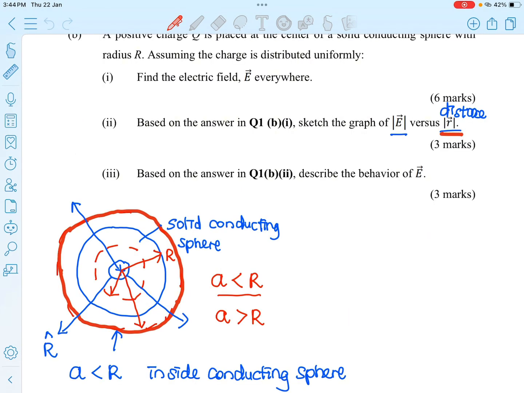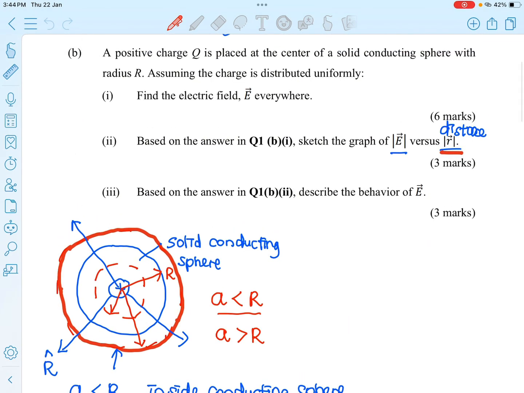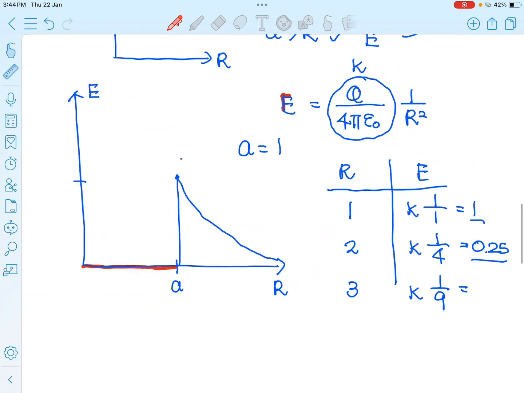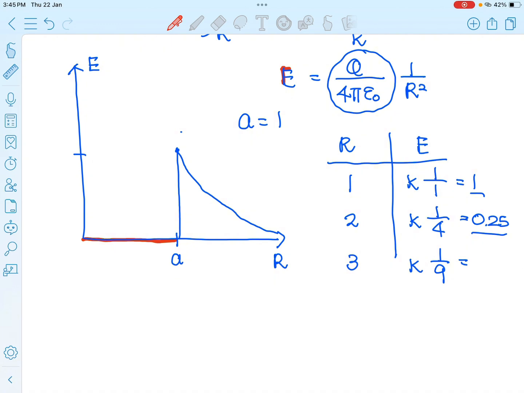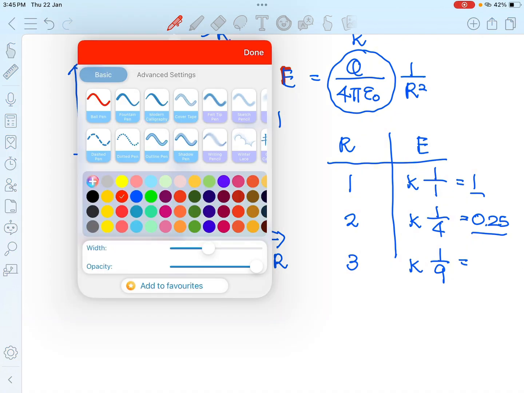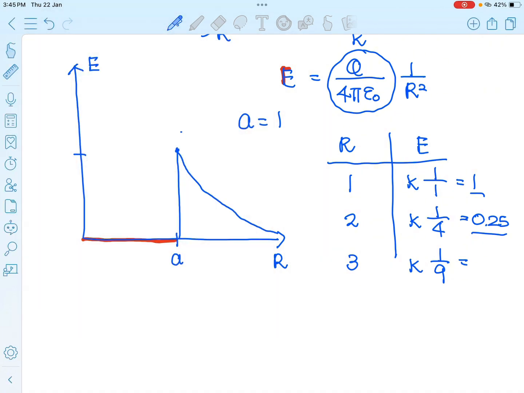Alright, let's look at question number 3. Based on the answer in the second question, describe means that you have to explain the behavior of the electric field in sentences. This is the graph that we drew just now. So now we are going to describe this graph in sentences.